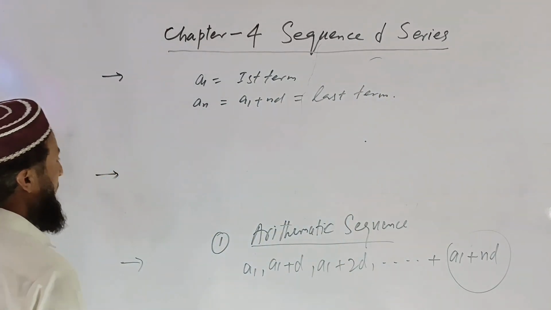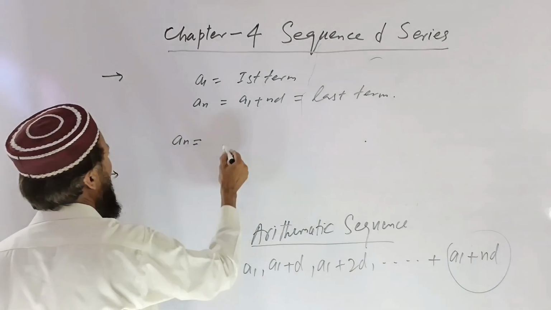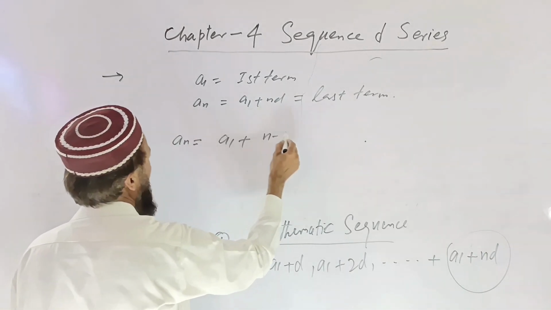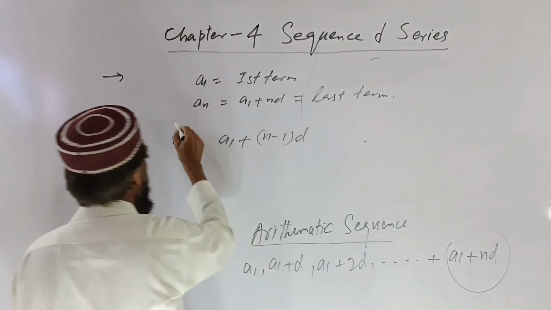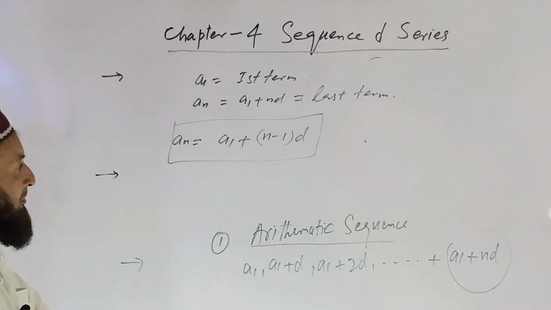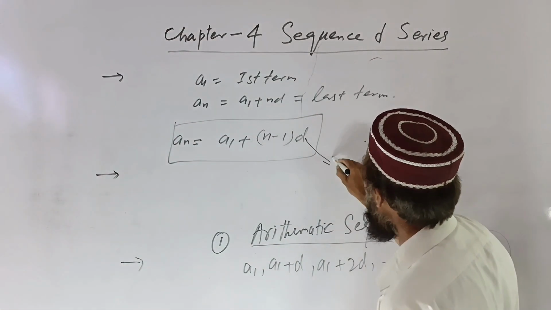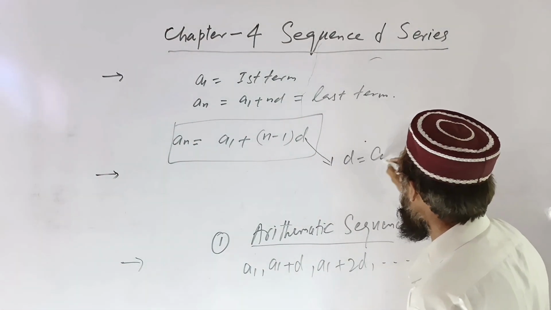Now we write the formula for this one: AN equals A1 plus (N minus 1)D. This is the general formula for the arithmetic sequence, where D is called the common difference.